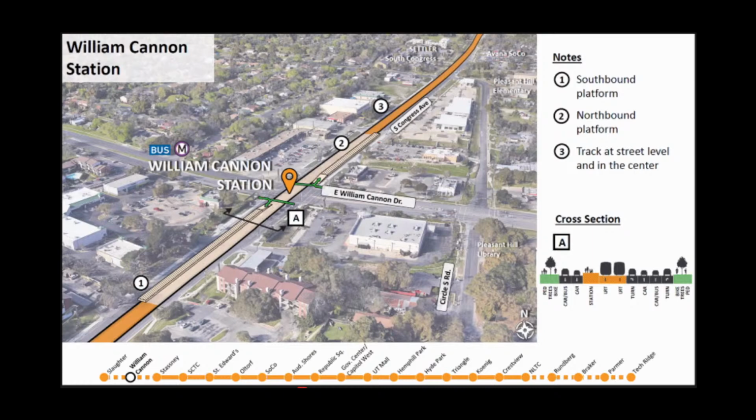Generally speaking, a center platform is the ideal alignment. However, a split platform is sometimes used in situations with constrained right-of-way. We reviewed the basics of station layouts in a series of public meetings in April. To learn more, go to projectconnect.com and visit the Get Involved page, then scroll to the bottom to look at previous virtual meetings. Through this area, the track is street level and runs in the middle of the roadway.